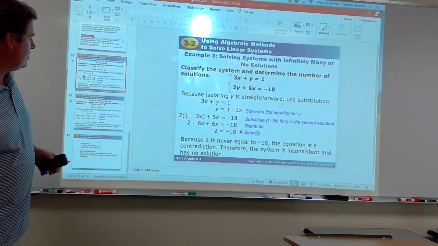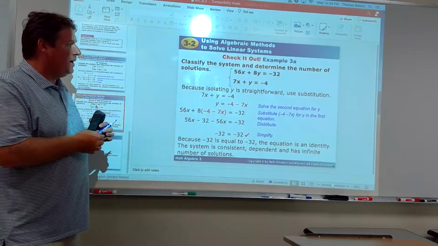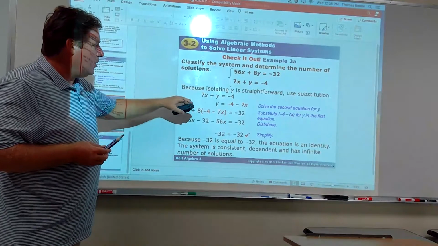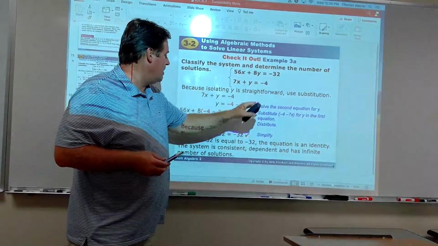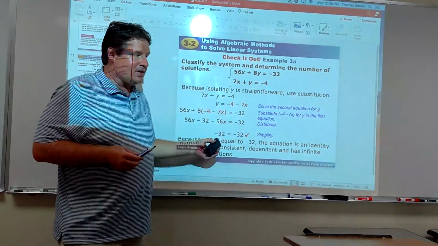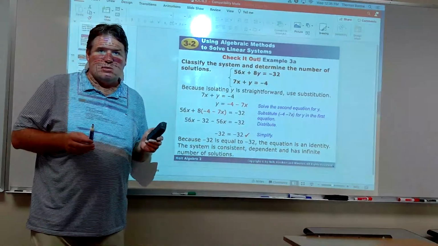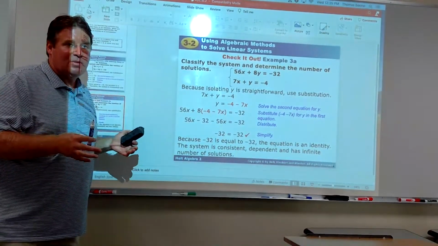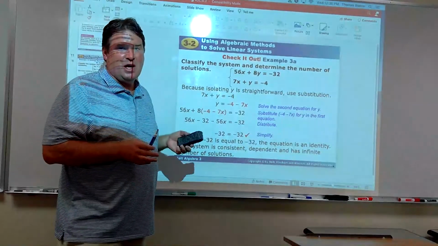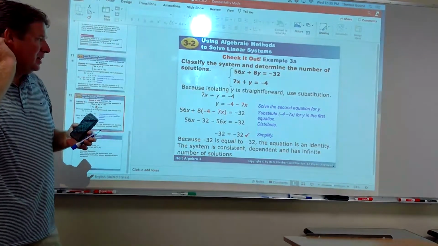All right, now again, let's say once again you're using the substitution method. I think we solved this one for y by moving that negative 7x, and put it into the top equation. Now this time the variables cancel out, but we get something that's true. Negative 32 equals negative 32. That's true. So if that happens and we just get a true statement, then that's what we call the identity, in which case they're the same line, and we'd say there are infinitely many solutions. Okay, so keep that in mind as you're solving those.